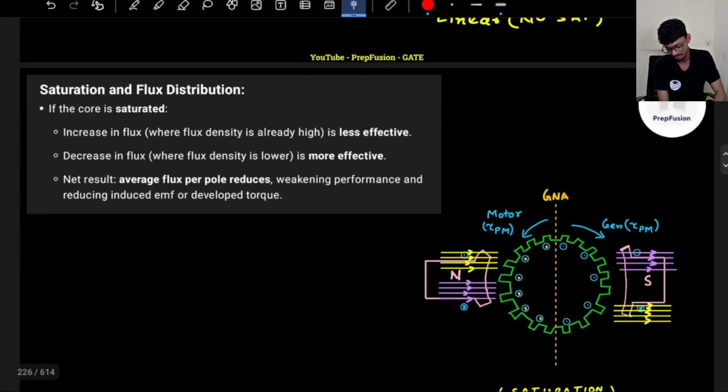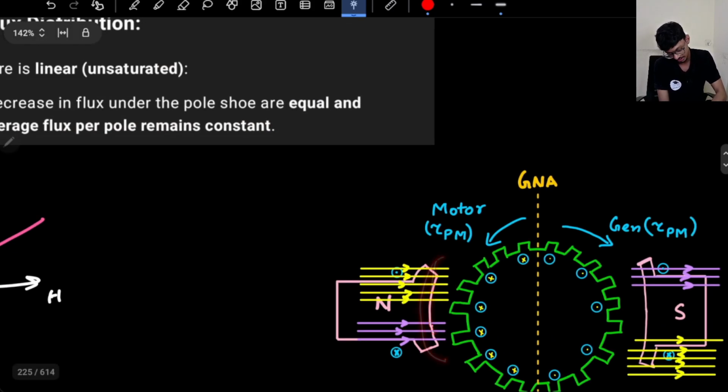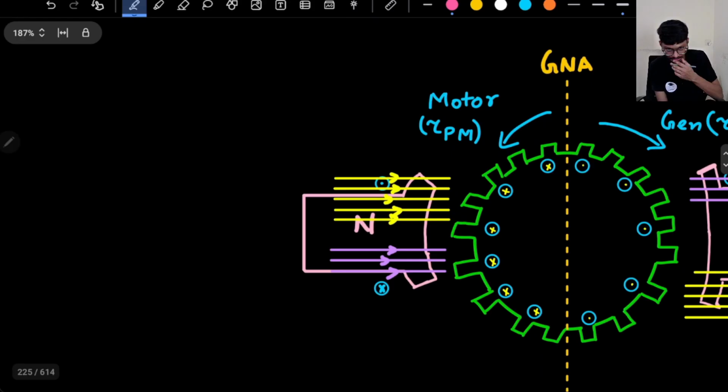If the magnetic core is linear, the increase and decrease under one pole shoe are equal. So the average flux per pole remains the same. So it does not matter if here there are 5 lines and here there are 4 lines, but on average, how many overall lines are there? Not 10 lines, sorry, 8 lines.